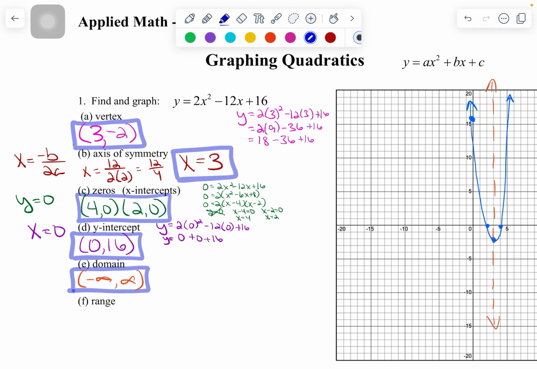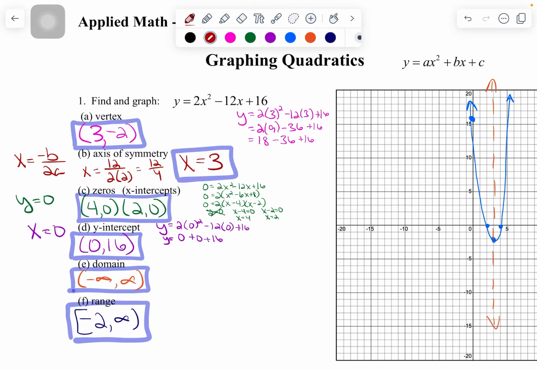And the range here, we have a lower boundary. So the lowest value we can get to is in the vertex. That's that y value of -2. Highest value is infinity. So there is our range. So -2 to infinity. All right.